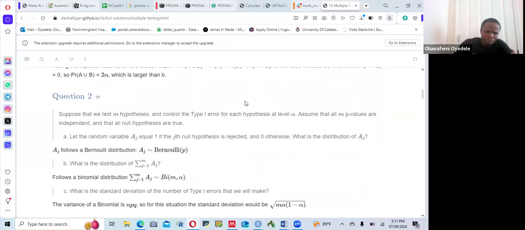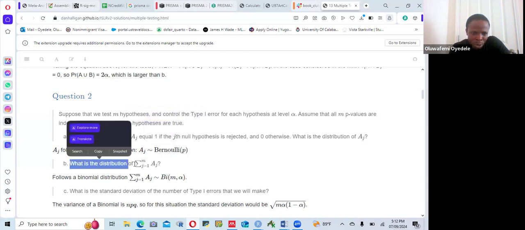So question two, he said that suppose that we test M hypotheses and control the type one error for each hypothesis at level of alpha. Then we assume that all M p-values are independent and that all null hypotheses are true. Let the random variable A_j equal 1 if the j-th null hypothesis is rejected and 0 otherwise. What is the distribution of A_j? Here we see that A_j follows a Bernoulli distribution.